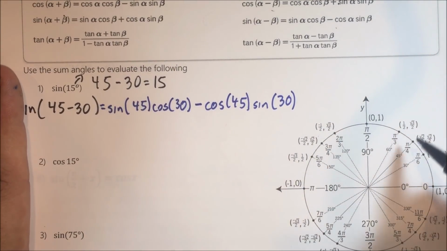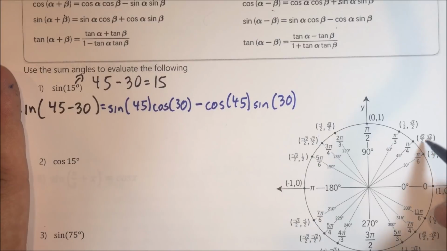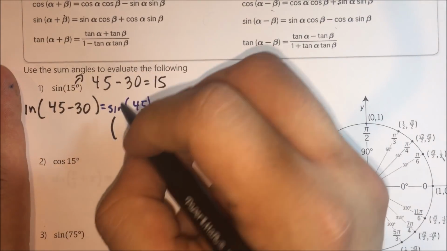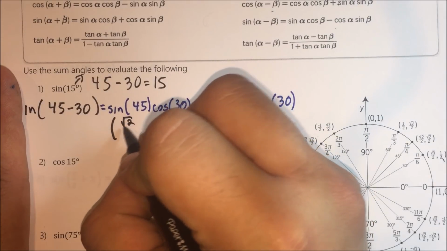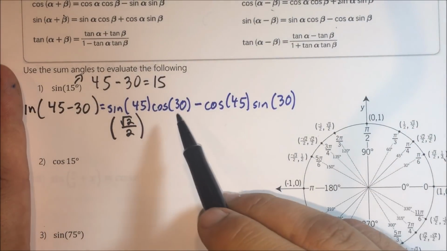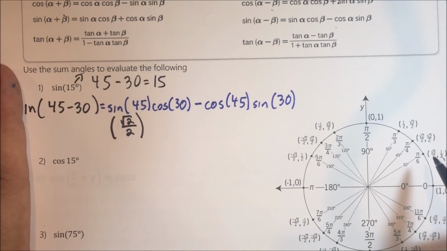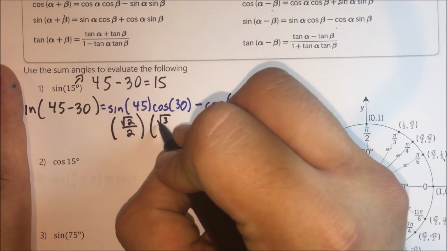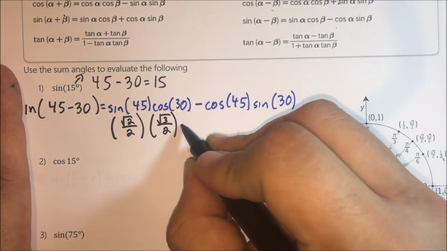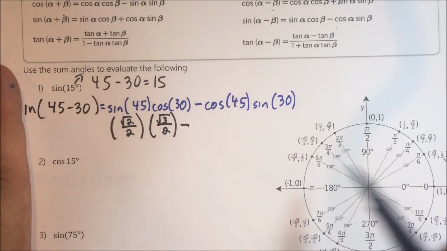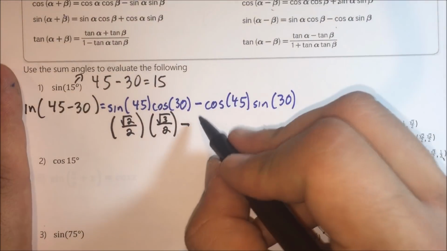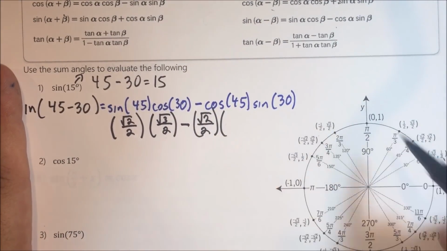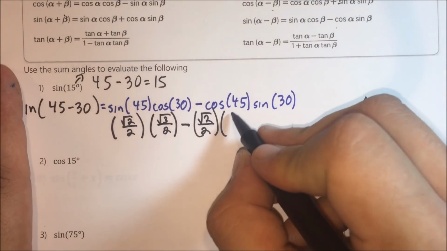Okay, so sine of 45 degrees, I look at the y-coordinate at 45 degrees, and that is the square root of 2 over 2. Cosine of 30, that looks like the square root of 3 over 2, so I'm going to make that the square root of 3 over 2. Minus cosine of 45, the x-coordinate there is the square root of 2 over 2 again. And sine of 30, the y-coordinate, that's 1/2.